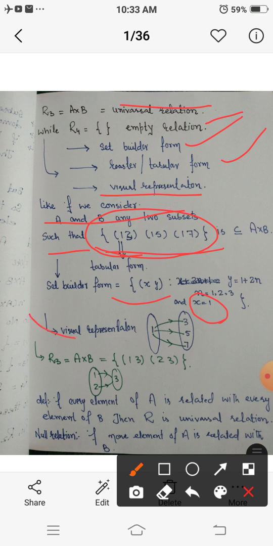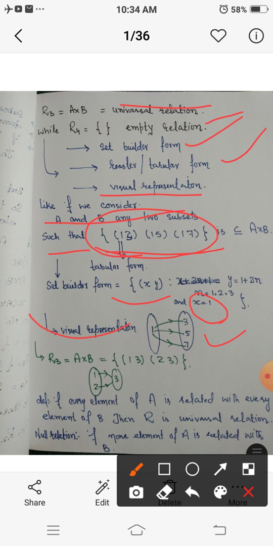Now the third representation is the visual representation. In this representation, we draw two circles or curves. In the first curve or circle, we write those elements which are in the domain, or simply the domain set, and in the second we write the range set. Here 1 is in the domain, and in the range we have 3, 5 and 7. So 1 is related with 3, 1 is related with 5, 1 is related with 7. This is the visual representation of this relation.